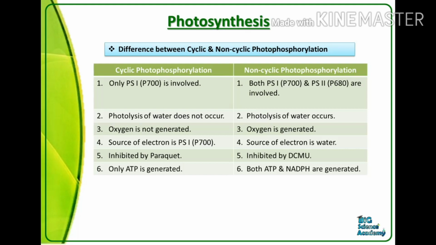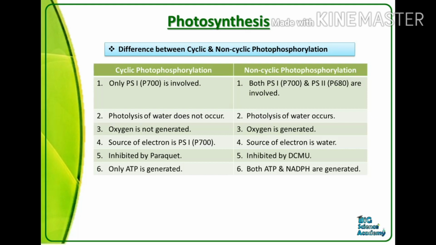In the cyclic photophosphorylation, photolysis of water does not occur. We have seen that there is no photolysis of water in the cyclic photophosphorylation. But in the non-cyclic photophosphorylation, photolysis of water occurs, and it is very essential we know that, because this photolysis of water generates the electron which is then carried forward. So hence there is no photolysis of water, oxygen is also not generated, but in case of non-cyclic phosphorylation, oxygen is generated.